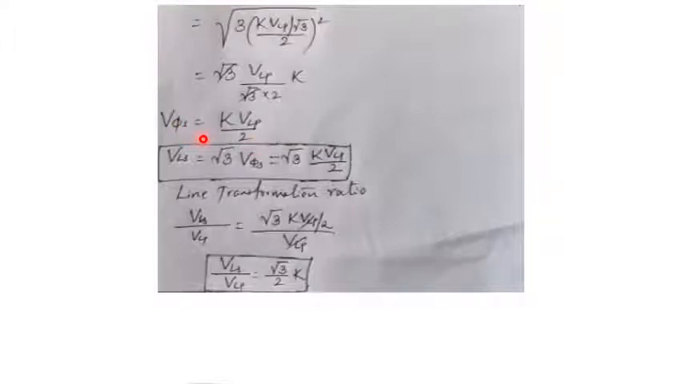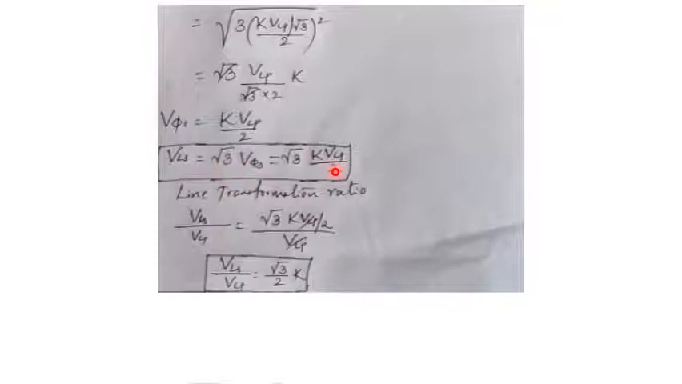So this is the relation between the secondary phase voltage and the primary line voltage. And you know the secondary line voltage. In general you can represent the secondary line voltage VLS equals root 3 times V phi S. Substitute the value of V phi S, that is K VLP divided by 2, and this is the line voltage between the secondary and primary side.